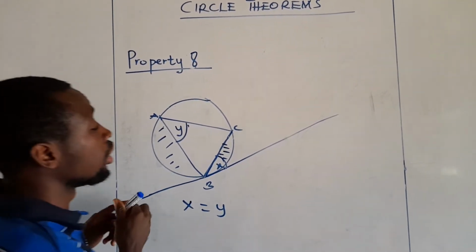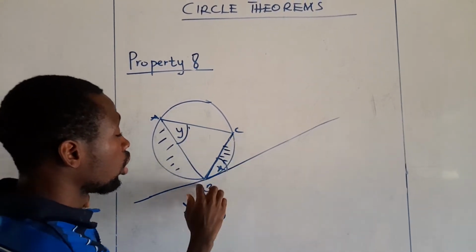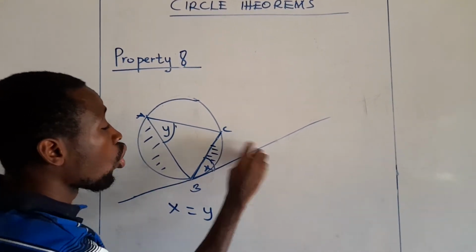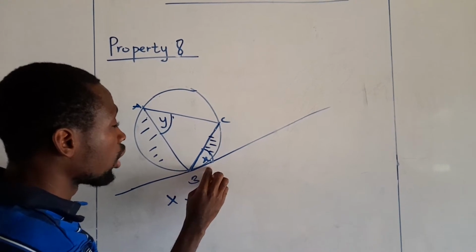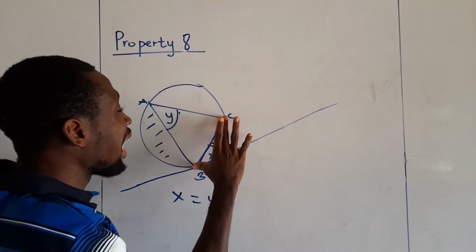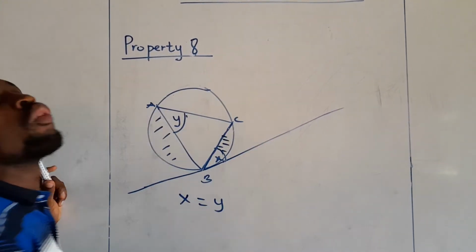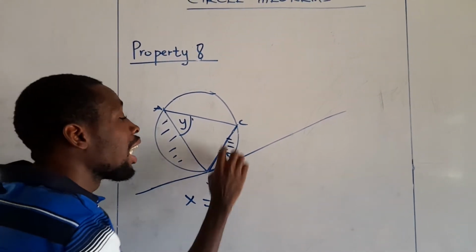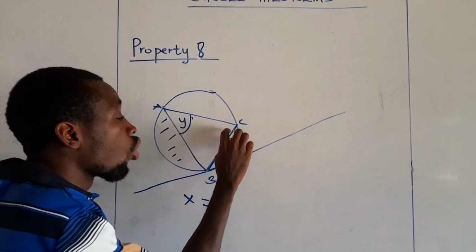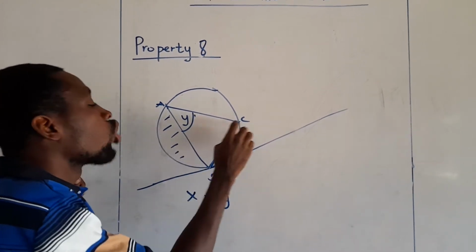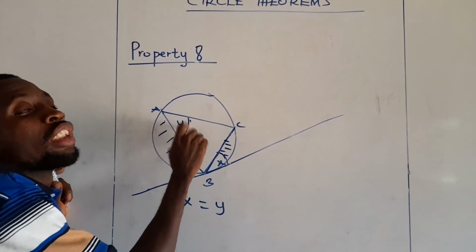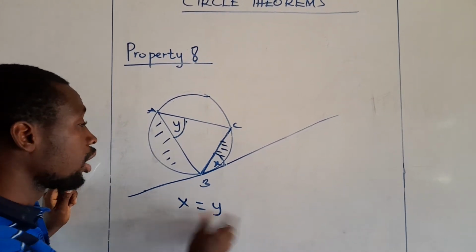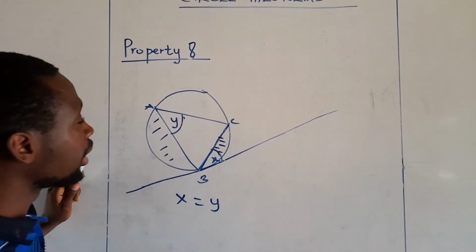Another way is that, look at this. The chord, you see that the angle that the chord and the tangent make with the circumference of the circle is equal to the angle that the chord makes with the circumference of the circle. So to get it, the angle that the tangent makes with the chord is equal to the angle that the chord makes at the circumference of the circle. So we say x is equal to y. Please keep this very well.